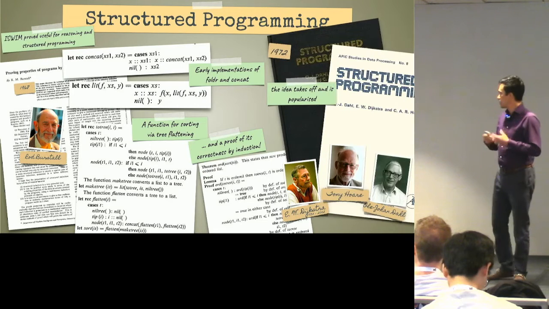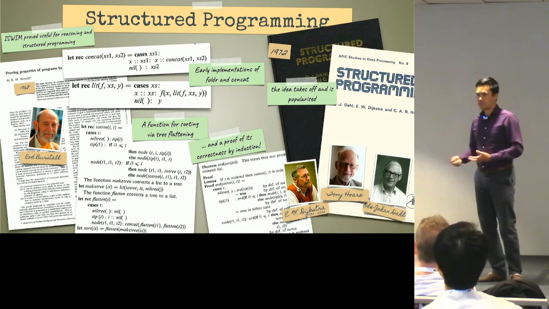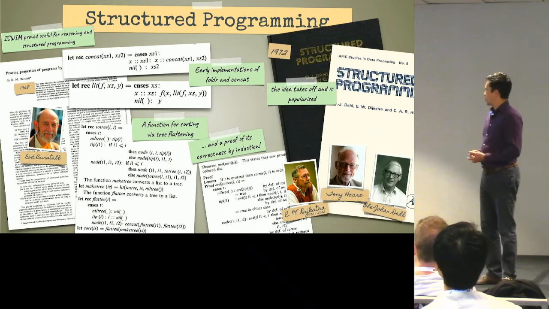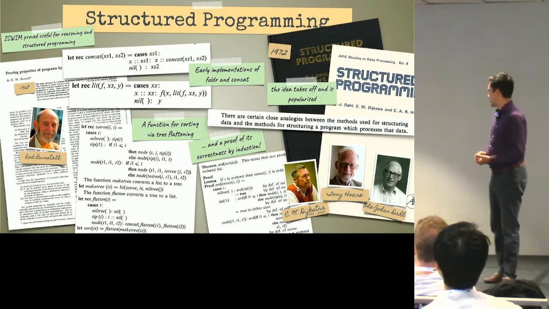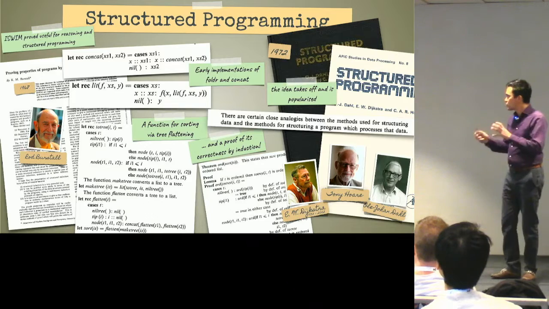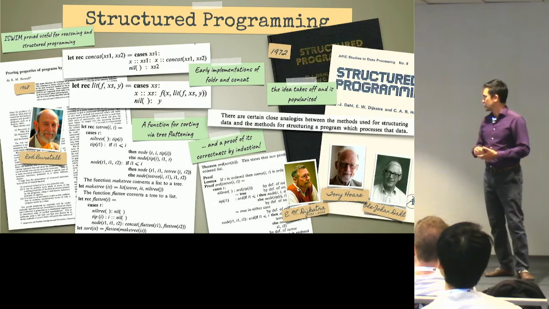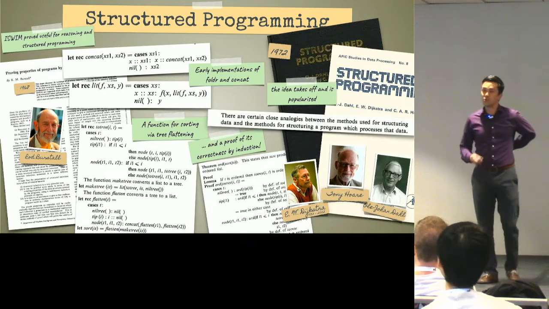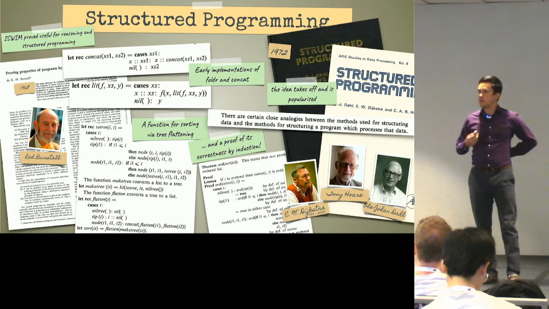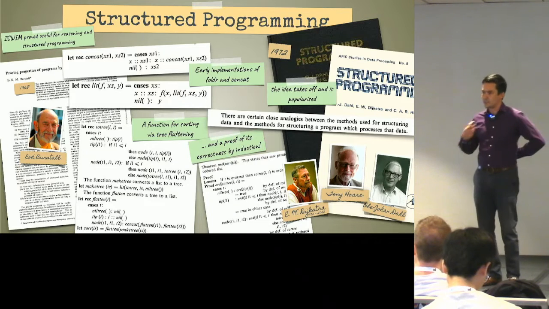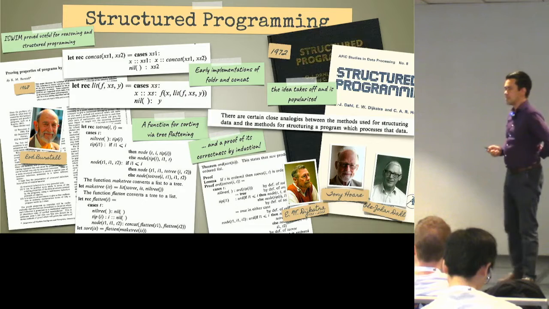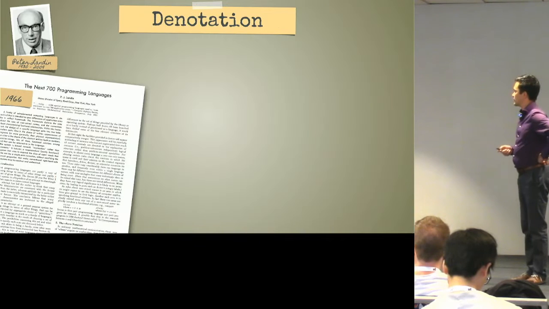So these are some nice ideas coming together, and it becomes very fashionable in the '70s with a big book called Structured Programming, which is kind of famous at the time, where there are certain close analogies between the methods for using structured data and the methods for structuring the program which processes that data. And that sounds very familiar to those of us who like folding and catamorphisms and all that sort of thing. These ideas are being pointed to in the '70s.